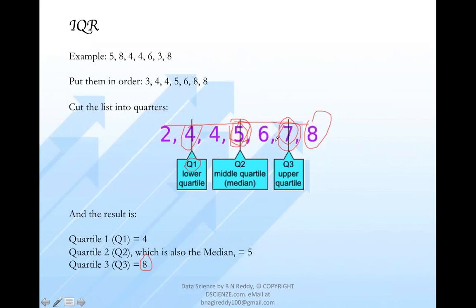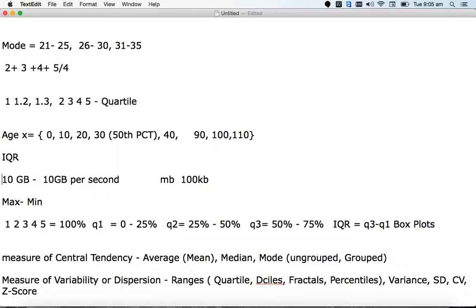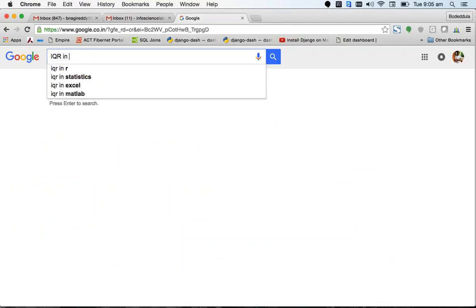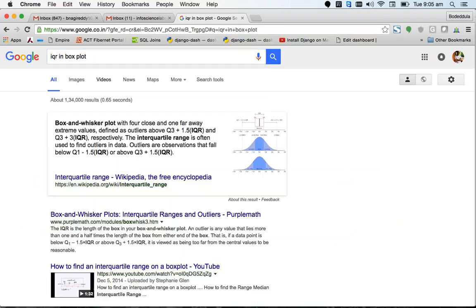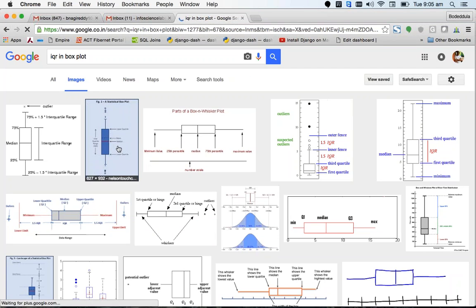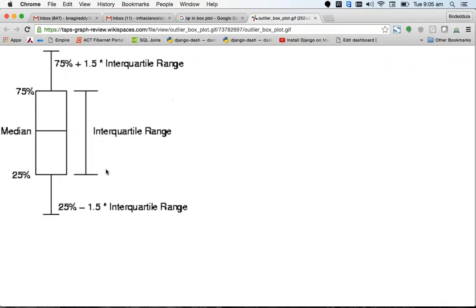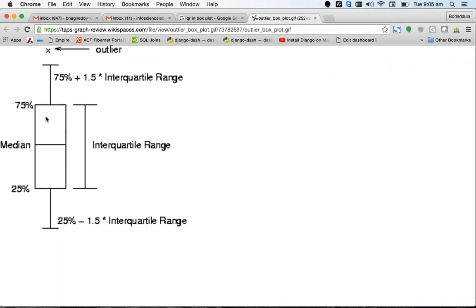Any practical scenario where we are using this IQR? So we have a box plot basically. Let me show you that example. So you will understand completely when we discuss this box plot.